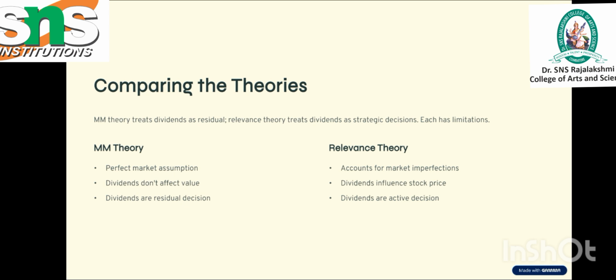Comparing these two theories. Irrelevance theory treats dividends as a residual. Relevance theory treats dividends as a strategic decision. Each has limitations. Irrelevance theory: perfect market assumption, dividends don't affect value, dividends are a residual decision. Relevance theory accounts for market imperfection, dividends influence stock price, dividends are an active decision.